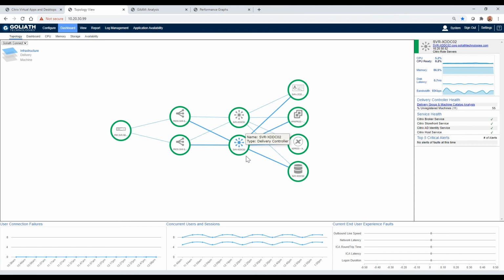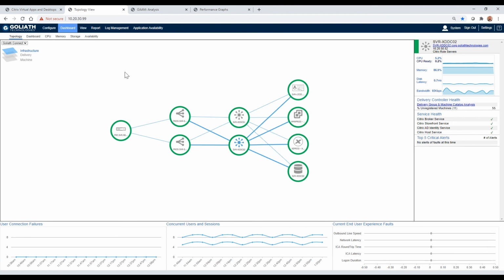that particular DDC. And as you click on that respective component, on the right-hand side, you're going to see resource utilization, context-specific health checks, as well as any of the alerts that are firing off based off of that embedded intelligence and automation, the technology.